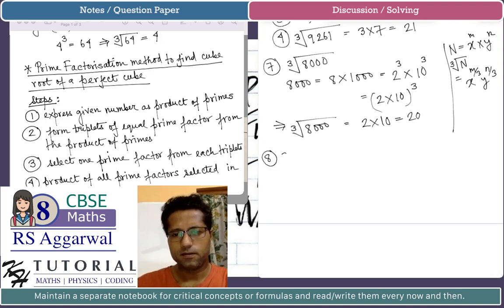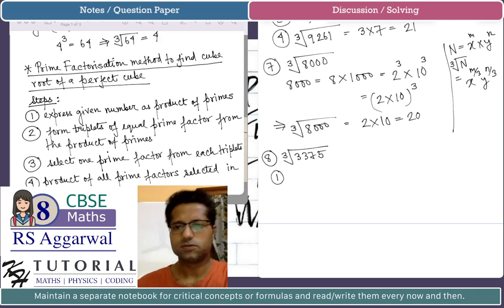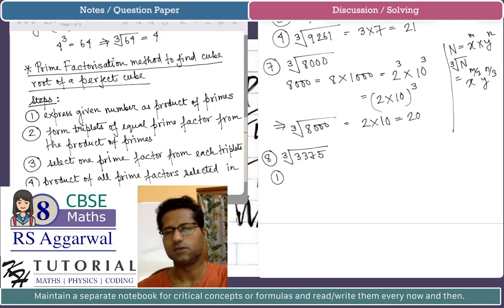We have to find the cube root of 3375. Sometimes it may not be obvious. For the number 8000, it was very obvious; I could orally express it as a product of powers where the powers are multiples of 3. But sometimes it is necessary to do the prime factorization.